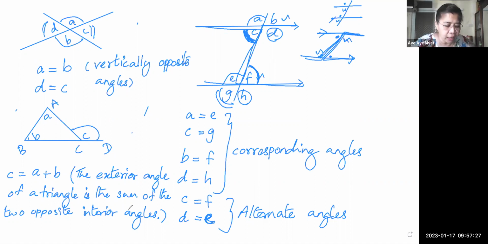The sum of the angles on a straight line is 180 degrees. The sum of the angles round a point is 360 degrees. Vertically opposite angles are equal. Corresponding angles are equal. Alternate angles are equal. The angle sum of a triangle is 180 degrees. The exterior angle of a triangle is the sum of the two opposite interior angles.